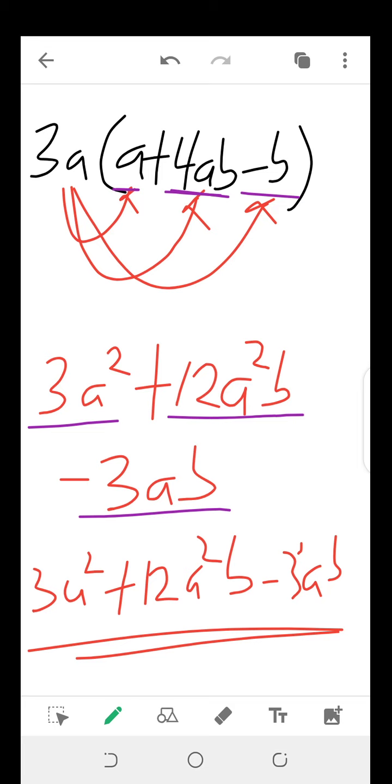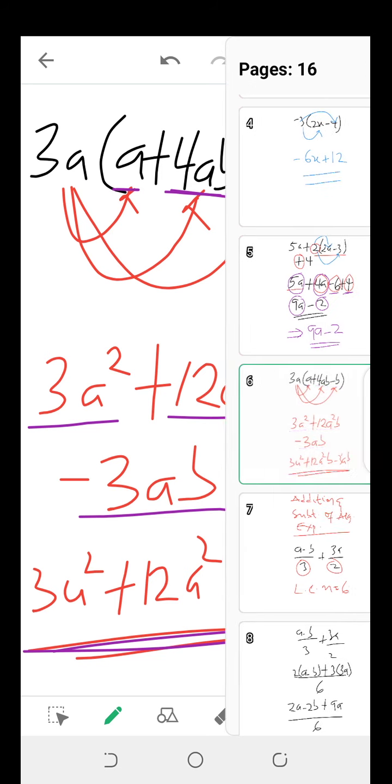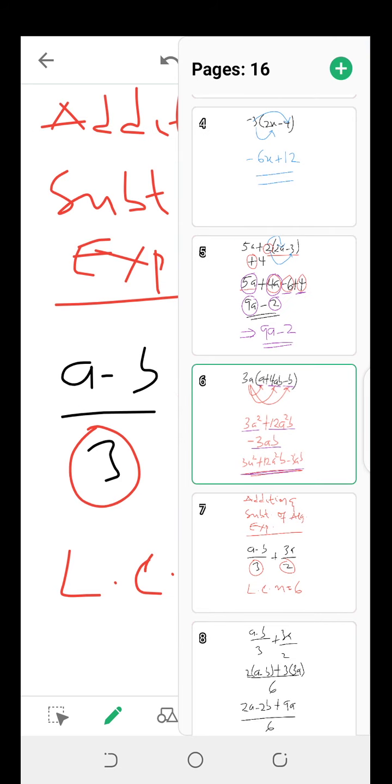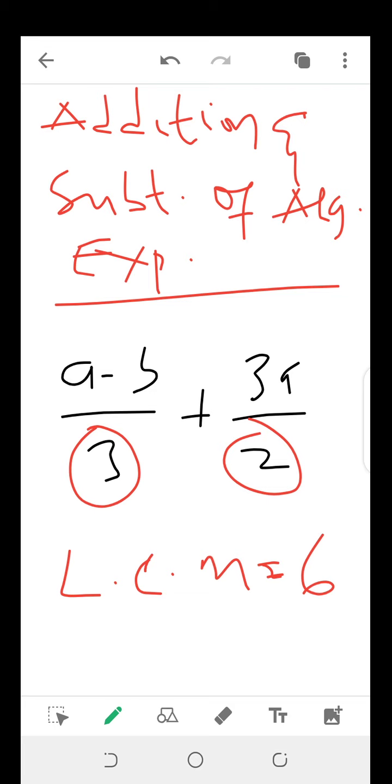Now, because there are no like terms here, there is no need to group like terms. We just write the expression this way, and this is our final answer for this particular expression. So we are moving on to addition and subtraction of algebraic expressions in fraction form.